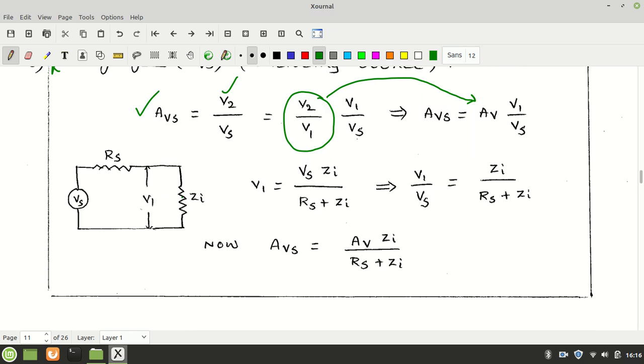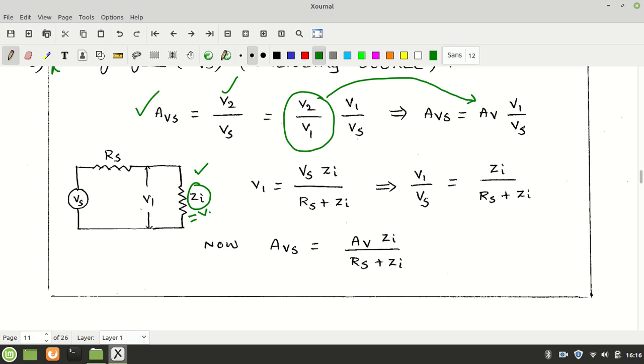Here Rs and Zi is the input impedance, which we have calculated already. So forget about the right hand side circuit, just the input impedance is there. Input impedance means the circuit is offering some resistance or impedance at the input port. That impedance is the input impedance, and we have calculated it already.